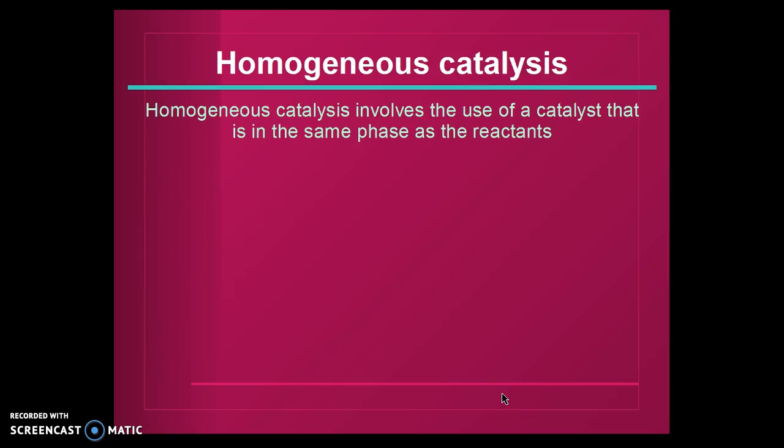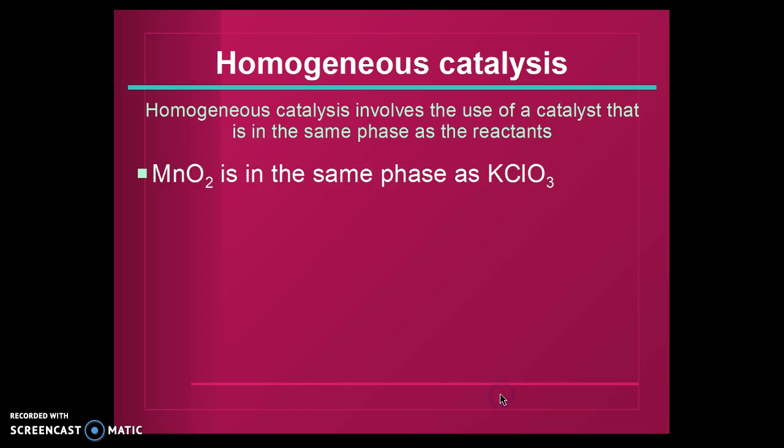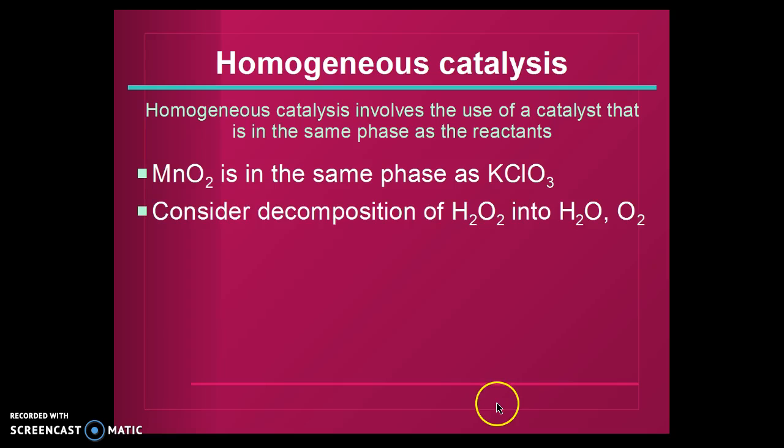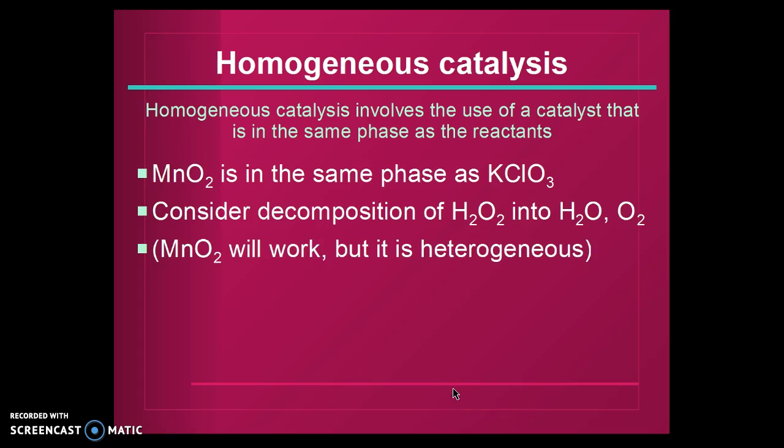Now, homogeneous catalysis refers to using a catalyst that's in the same phase or state as the reactants. The manganese dioxide is a black solid, potassium chlorate is a white solid, and so that is homogeneous. If you take hydrogen peroxide and heat it up, it will eventually turn into water and oxygen. You can add manganese dioxide to it, but since it's a solid, that's a heterogeneous catalysis.